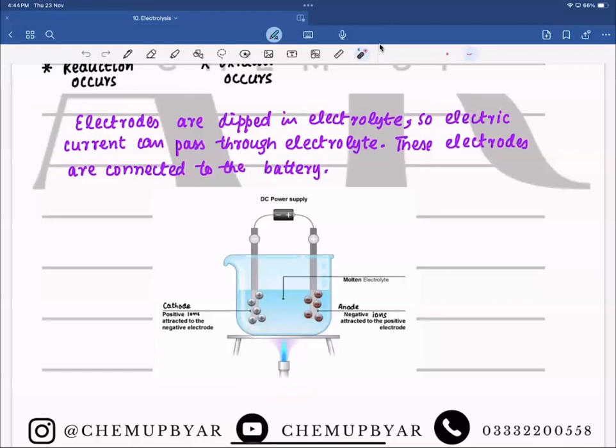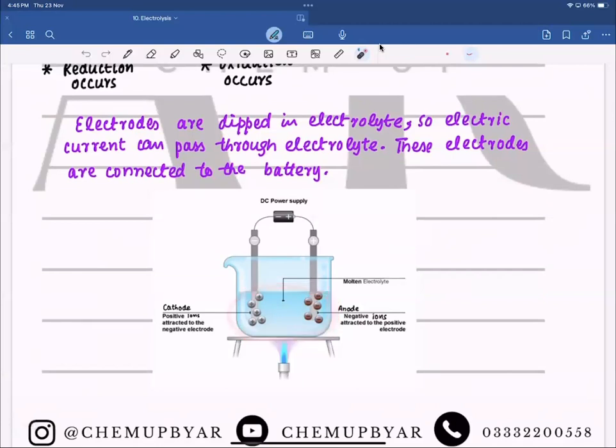Molten is an electrolyte, and an electrolyte has what? If you recall the definition of electrolyte, an electrolyte conducts electricity due to the movement of free, not electrons, ions. In a compound, for example, I have told you the example of sodium chloride. It's a compound, so it has a sodium ion, which is a positive ion, and there is a chloride ion. So in this electrolyte, both positive ions and negative ions are there. The positive ions are attracted towards the cathode, which is a negatively charged plate, and anions are attracted towards the anode, which is a positively charged plate, and then oxidation and reduction occur at the cathode and anode.